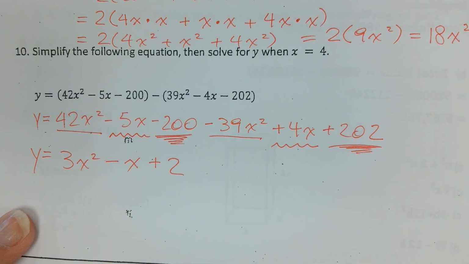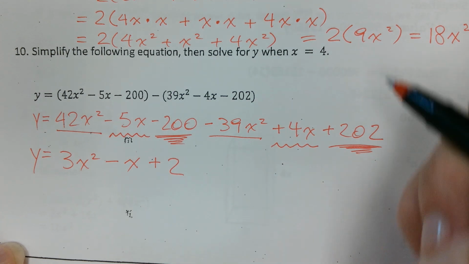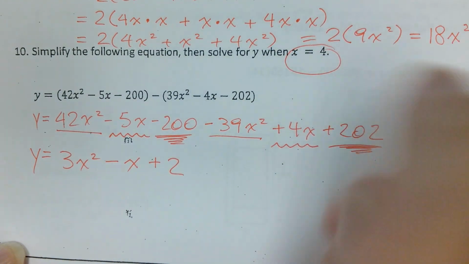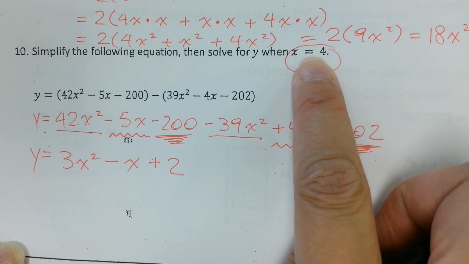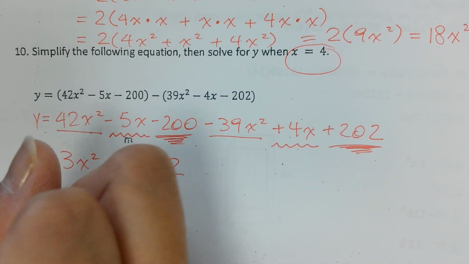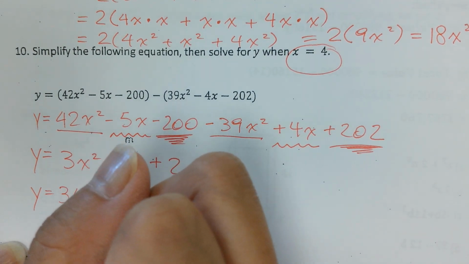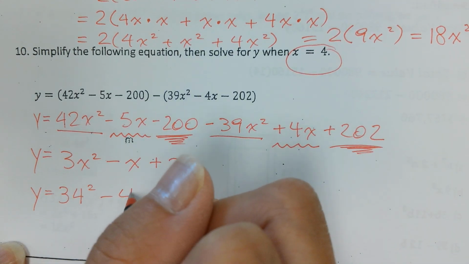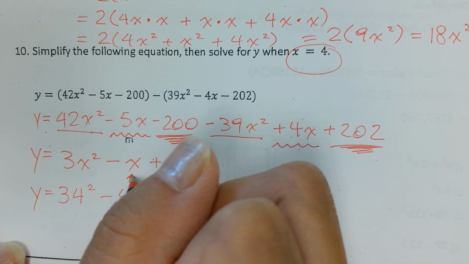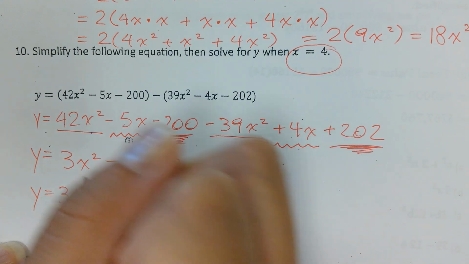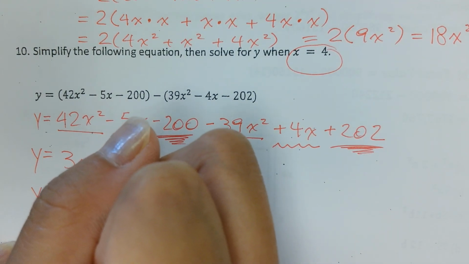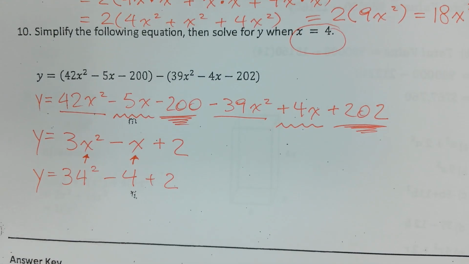Okay. Am I done the question? What am I missing? Yeah, it's asking you to solve it when x is 4, which means I'm going to substitute the 4 into the equation. So replace all the x with a 4. I'm going to replace the x with a 4. I did exactly that.